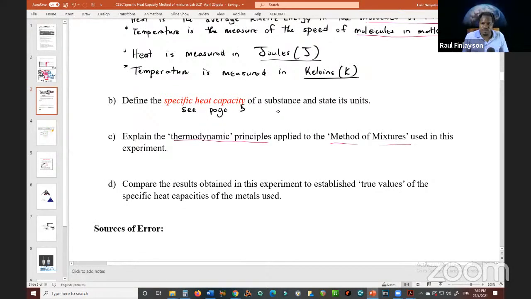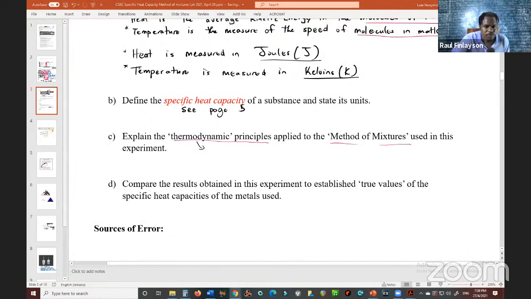All right. Explain the thermodynamic principles applied to the method of mixtures used in this experiment. Method of mixtures using thermodynamic principles. Let's go to our knowledge here. In fact, let's bring up the laws of thermodynamics. All right, find the simplest version of the laws then.